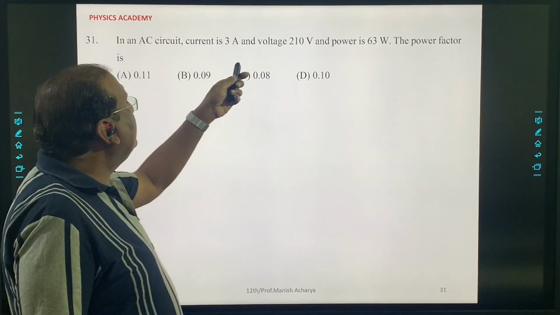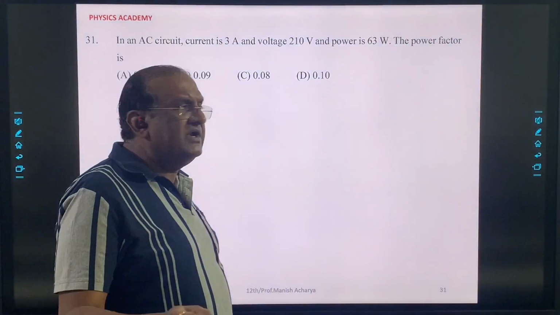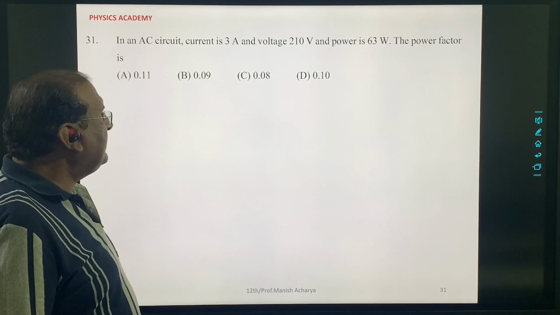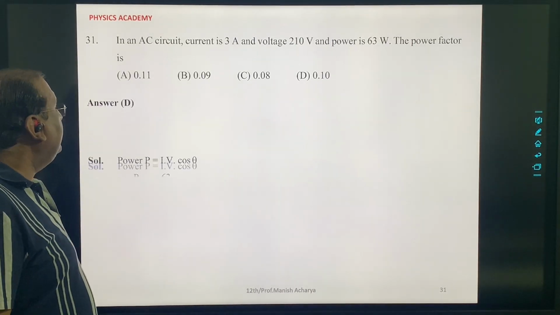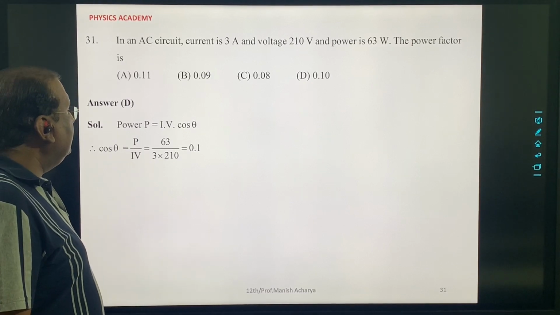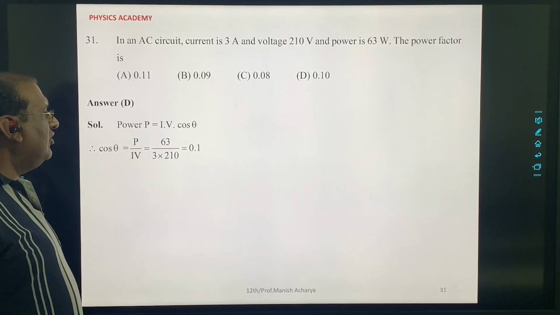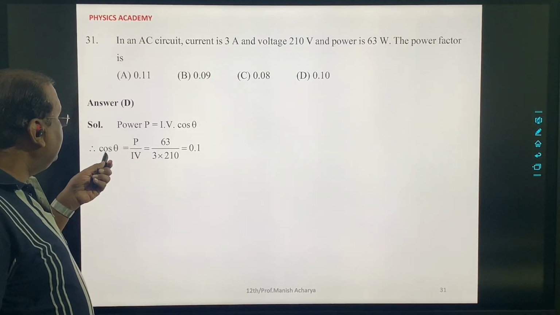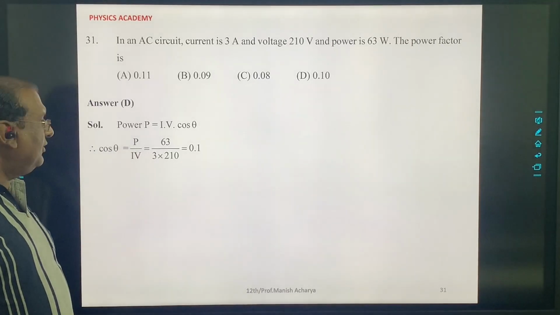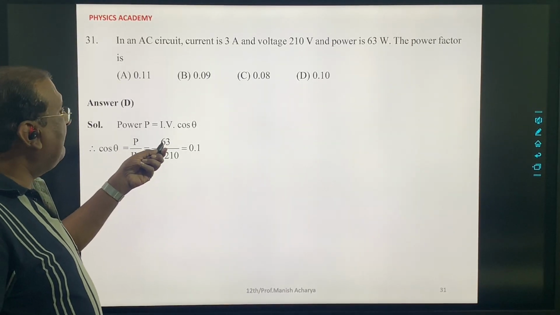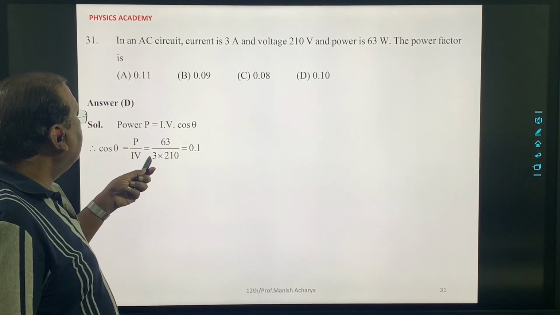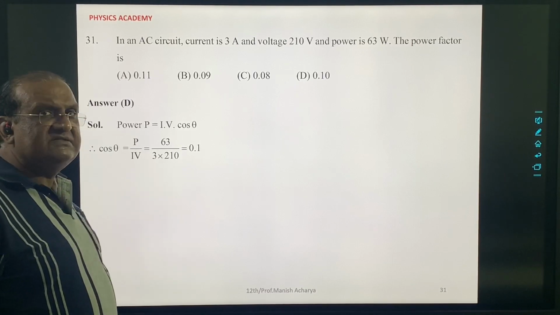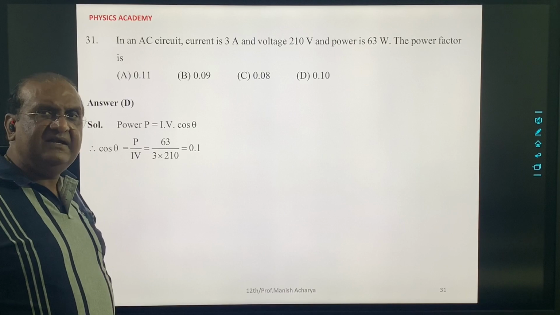Now question number 31. In an AC circuit, current is 3 ampere, voltage is 210 volt and power is 63 watt. The power factor is what? Very simple question. We have the equation for power in the AC circuit, that is I V cos theta. So cos theta is called the power factor. Make it the subject of the equation: cos theta is P upon I V. Substitute the values: power 63 watt, current 3 ampere, voltage 210. Then you will get the answer 0.1, so your answer is D.